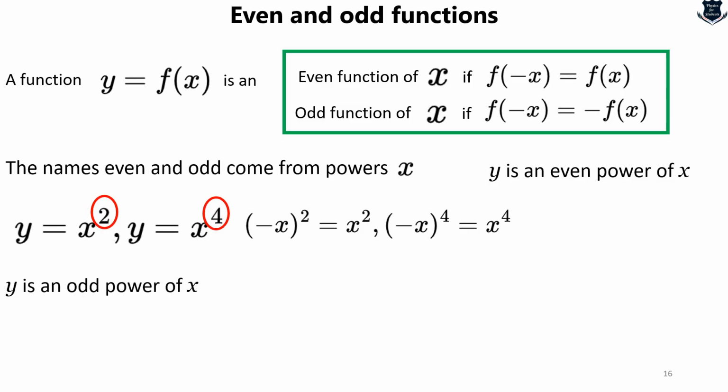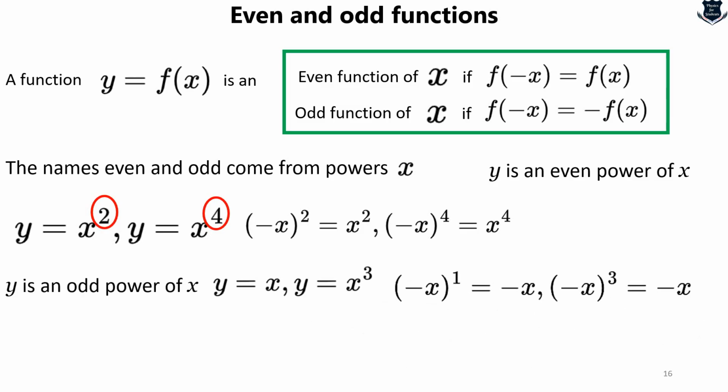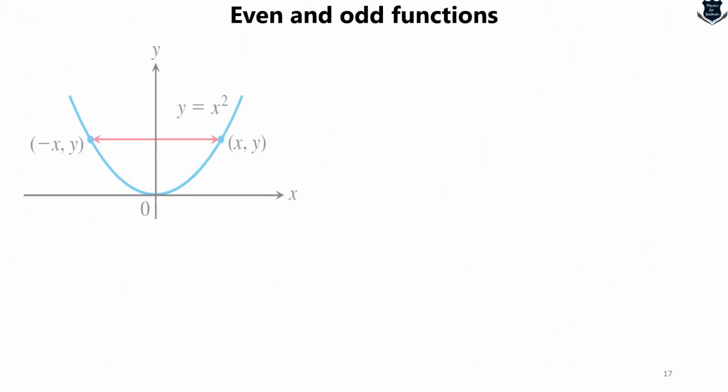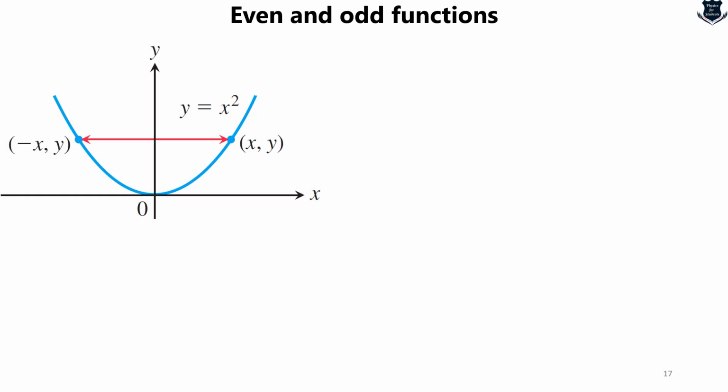If y is an odd power of x, as in y equals x or y equals x cube, then minus x to the power 1 gives minus x, and minus x cube gives minus x. So again you can see the sign stays negative, and as I was saying, even and odd actually come from the powers. Now if I plot the graph of an even function, let us see how it looks. This is the graph of an even function, and it is symmetric about the y-axis.